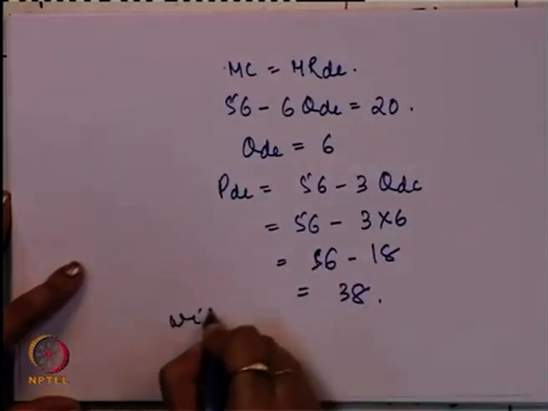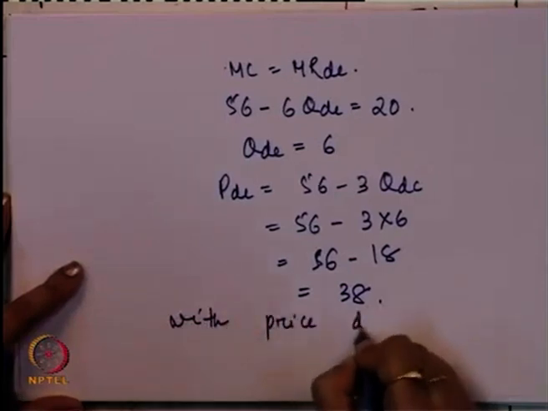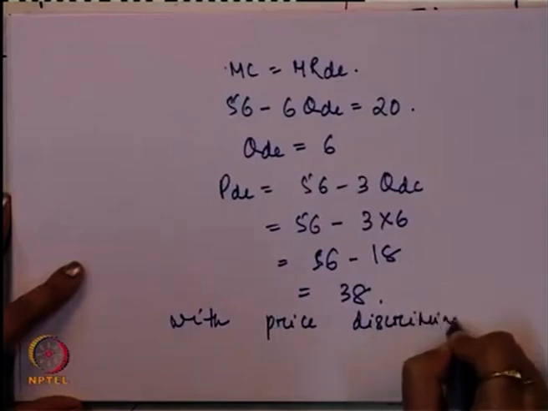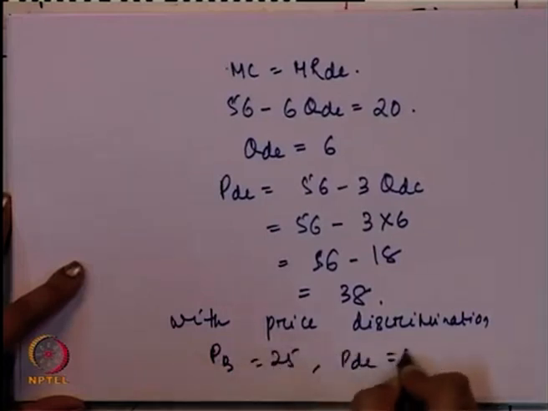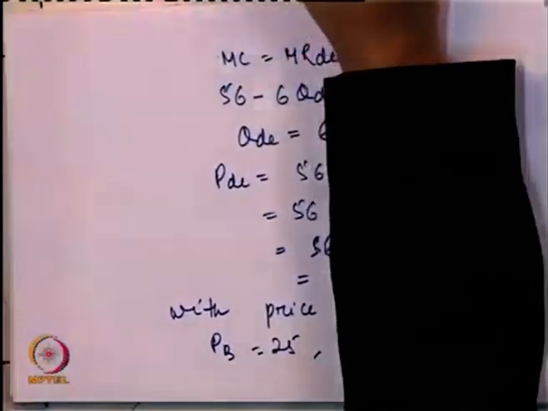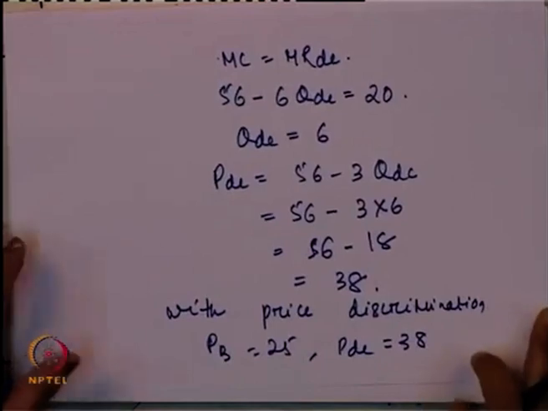So, with price discrimination in both the markets, PB is equal to 25 and PDC is equal to 38. Now, we'll need to see what is the case when there is no discrimination. Why do we call it price discrimination? Because in both the cases, the market price is decided on the basis of the specific marginal revenue curve, and the specific marginal revenue curve depends on the elasticity of demand. So that's why when we find the price individually for both the markets, the prices are different in both the markets, and that's why price discrimination is being followed.